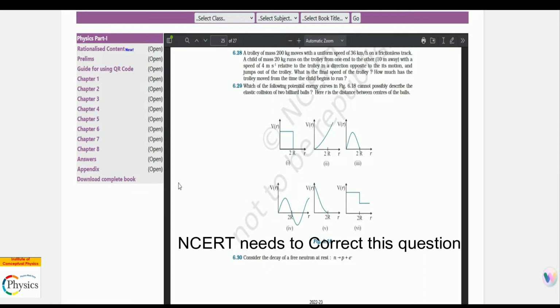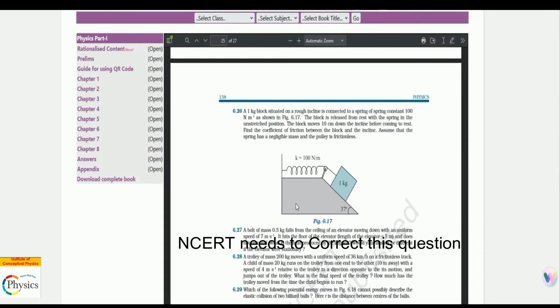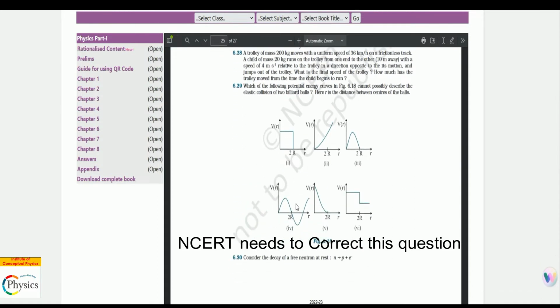on a potential energy graph in a collision scenario, right? And when I read this problem, I find it slightly complex, because it is coming in chapter number 6, which is work power energy. And I will tell you how to approach this problem and how to think about it.